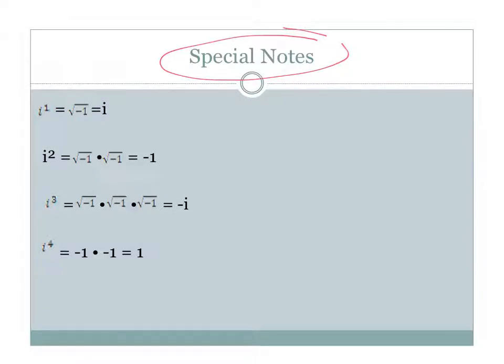This is how we deal with negatives underneath the square root. And this is just an introduction. It gets obviously way more intricate than what we're ever going to see in this class, but here's an introduction to imaginary numbers. So we know that i equals the square root of negative 1.